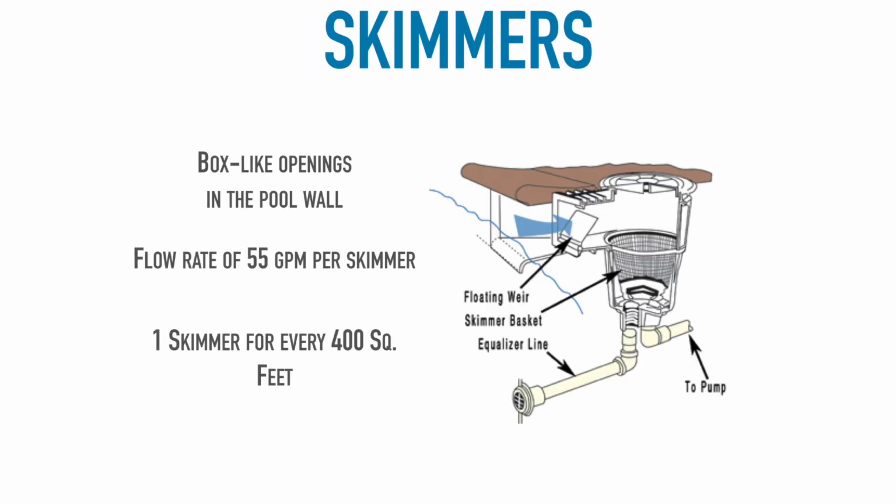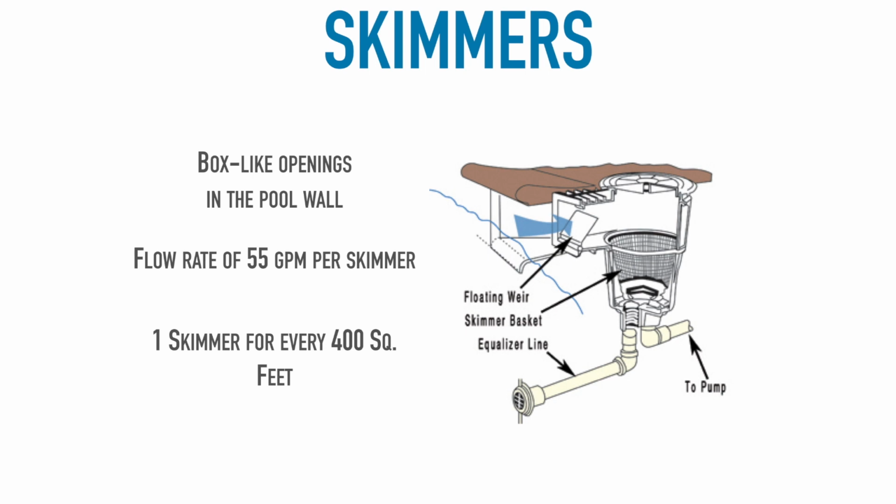Now, the next one that we're going to be talking about is a little bit more common. This one probably makes a little bit more sense and looks a little bit more familiar to all of you, which is our wall-mounted skimmers. These are those box-like openings in the wall itself. Each one of these is rated for a flow of 55 gallons per minute per skimmer. That's just good to know information, not necessarily need to know information.